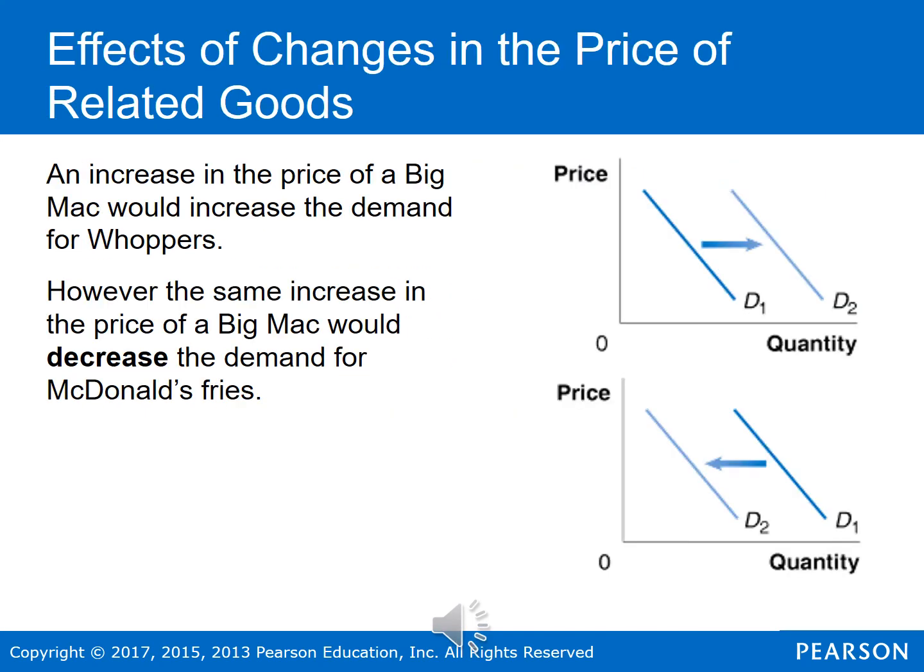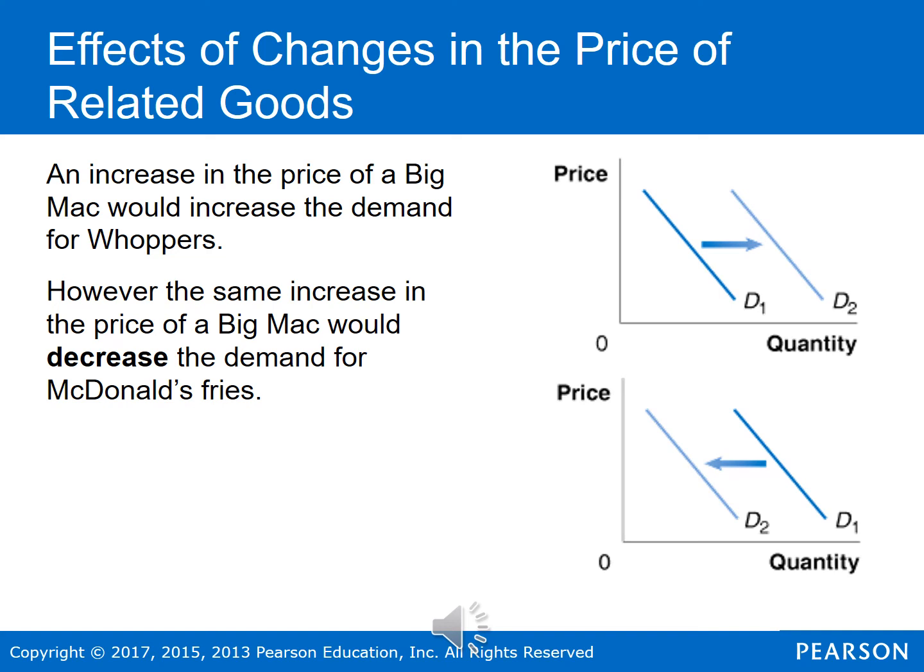So now what are the effects of changes in the price of related goods? The demand for a good is going to increase if the price of a substitute increases. So for example, if we're looking at fast food burgers, an increase in the price of the Big Mac is going to increase the demand for Whoppers because these are competitors. People are choosing between the two of them. So if the price of an alternate good increases, then you'll increase the purchase of that now relatively cheaper good.